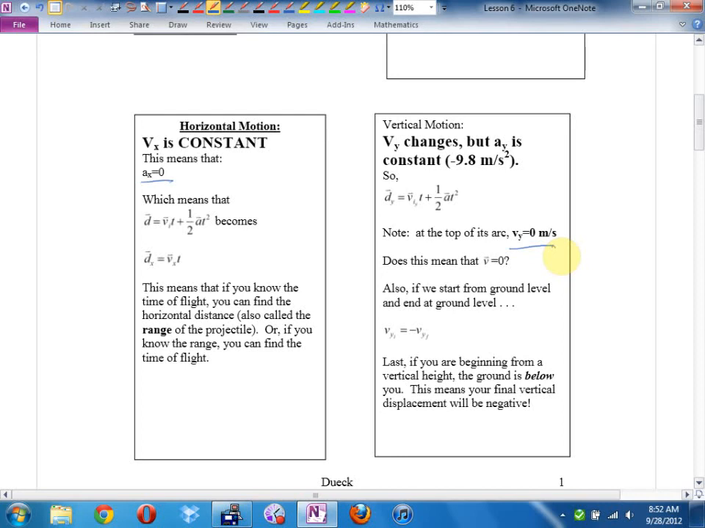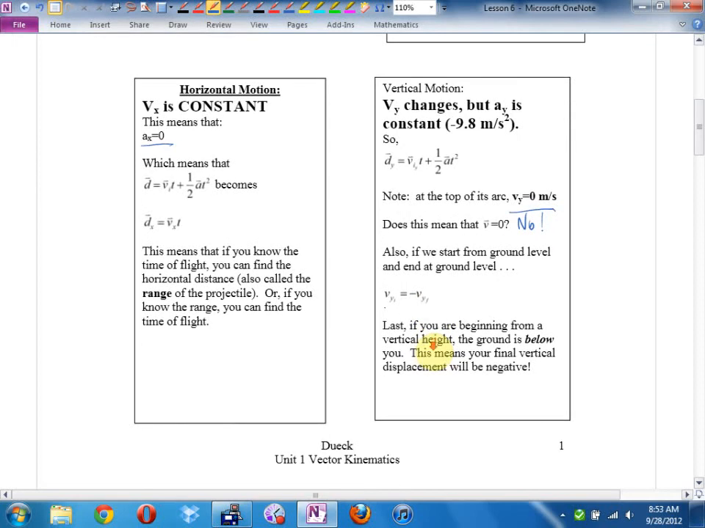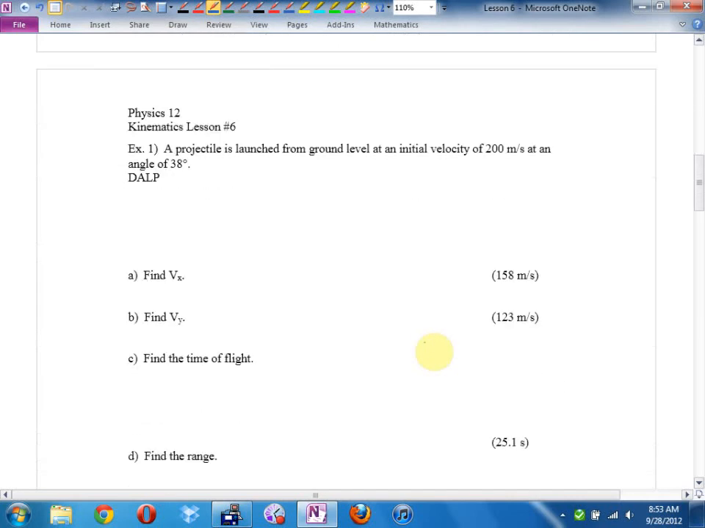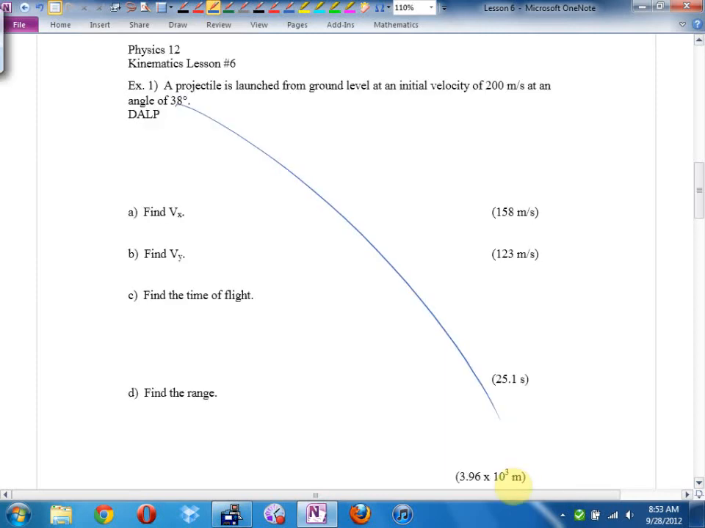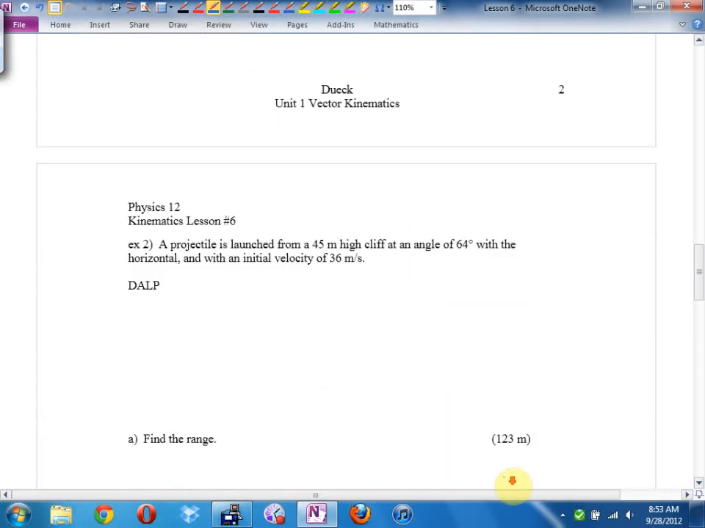Also, if you start from ground level and end at ground level, your initial vertical velocity equals your final vertical velocity in magnitude. That can be a nice little shortcut too. What goes up must come down. Last, if you're beginning from a vertical height, the ground is below you. This means that your final vertical displacement will be negative. We've done ground to ground already. If you want practice, there are the answers. You can try that one if you want to.